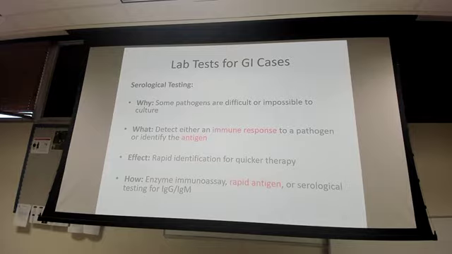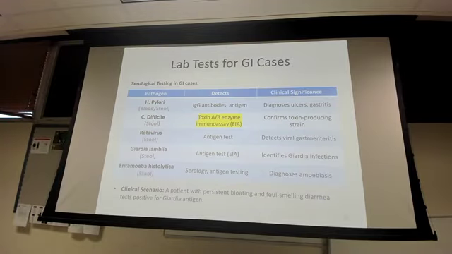And so serological testing, this is just going straight into serological testing. Some pathogens are difficult or impossible to culture, so then we have to look at antigens and antibodies to test these, okay? With these, you can detect either an immune response or identify the antigen. And these are also very quick as well, and we get you your answer in a relatively prompt time.